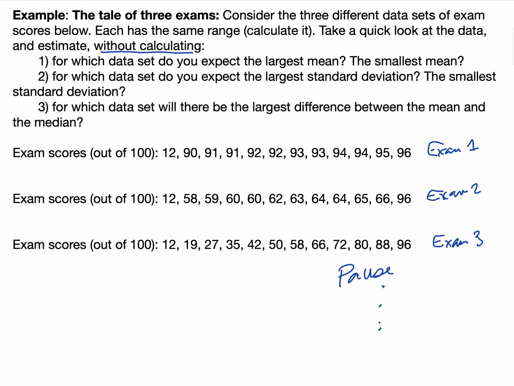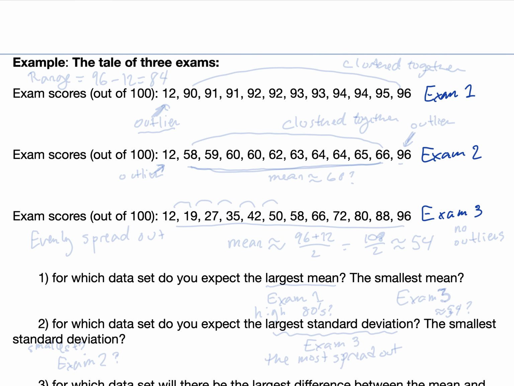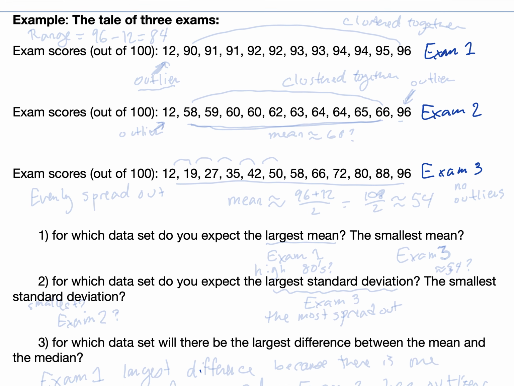Okay, so let's take a look at these 3 exams. In exam 1, we see that there's this sort of major outlier on the low end, where one student got a 12% or a 12 out of 100, and everybody else had an A or an A minus. And so these are all kind of clustered together.